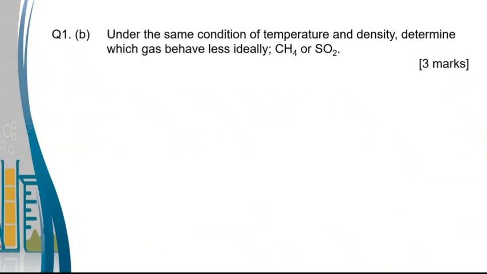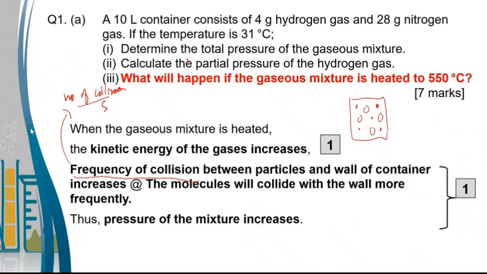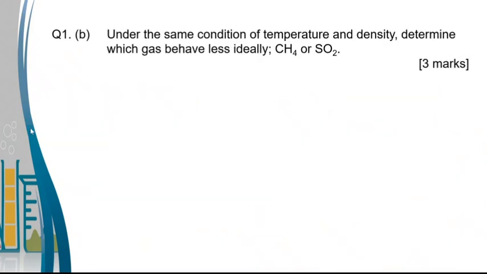So total mark is 7 marks for first part. As for part B, under the same condition of temperature and density, determine which gas behave less ideally.